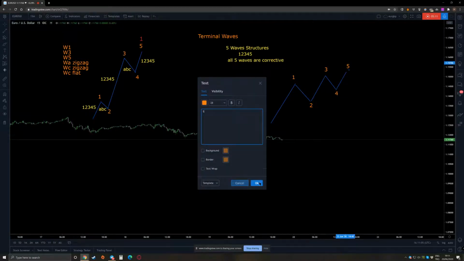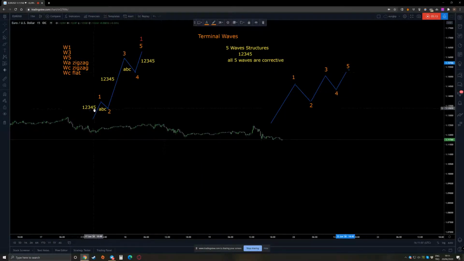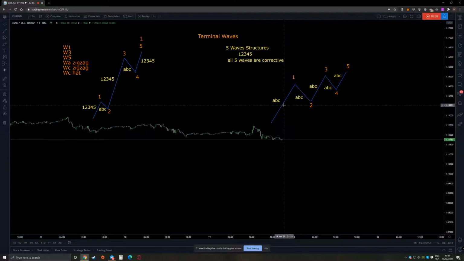Now, look at the difference. First wave ABC, second wave ABC, third wave ABC, fourth wave ABC, fifth wave ABC. So all of these moves are corrective structures. For example, first wave can be a flat, second wave flat, third wave flat, fourth wave flat, fifth wave flat, or zigzag.